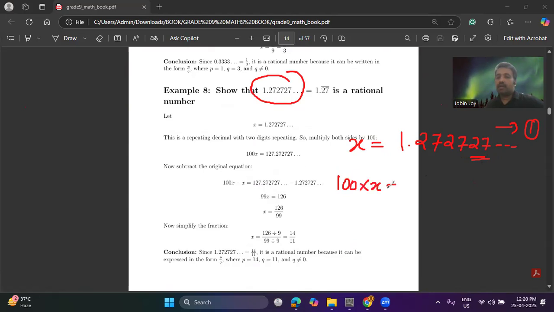So 100 into x is equal to 100 into 1.272727, etc. What is 100 into x? 100x equals. I am multiplying with two zeros, so shift the decimal by two places. That means 27, right?